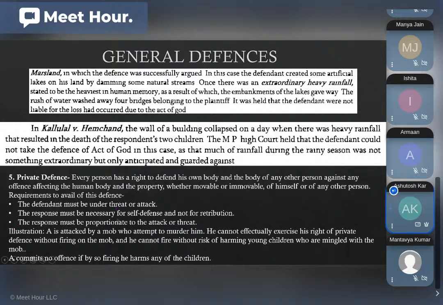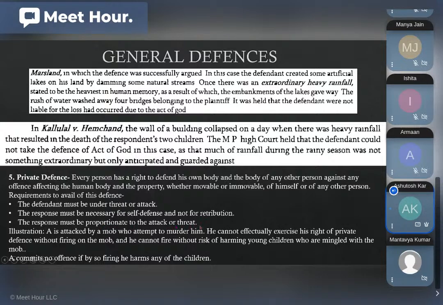The response must be necessary for self-defense and not for retribution. Let me make it clear, तुम गन जब फायर कर रहे हो तब वो सिचुएशन होनी चाहिए जबकि तुम थ्रेट या अटैक के अंडर हो. So you need to fire the gun for your safety, for your self-defense. It must not be for retribution. मतलब ऐसा नहीं होना चाहिए कि तुम किसी के अगेंस्ट मतलब रिवेंज ले रहे हो इसलिए फायर कर रहे हो फिर बोल रहे हो कि सेल्फ डिफेंस है. The response must also be proportionate to the attack or threat.